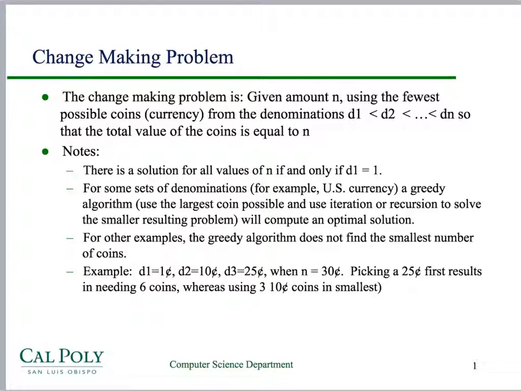But there are lots of examples where the greedy algorithm does not find the smallest number of coins. Probably the simplest to think about for us, being Americans, is that in our currency, if we just did away with the nickel, then all of a sudden greedy wouldn't work anymore. For 30 cents, if you picked the quarter first, 25 cents, then you'd end up having to use 6 coins. Whereas if you just use 3 dimes, you'd be able to make change for 30 cents with fewer coins. So let's talk about how we would approach this.